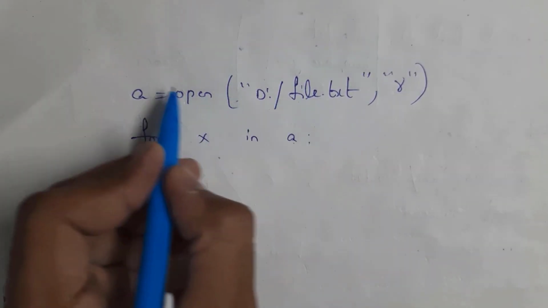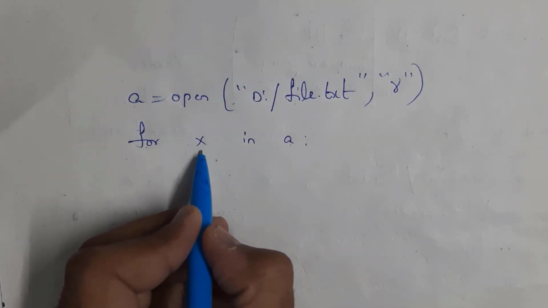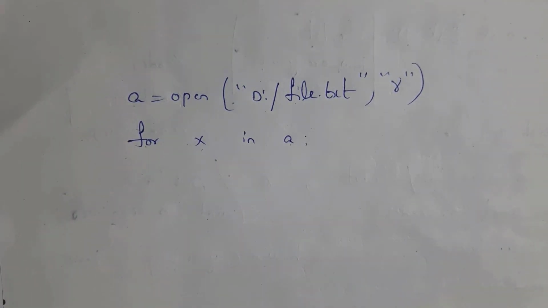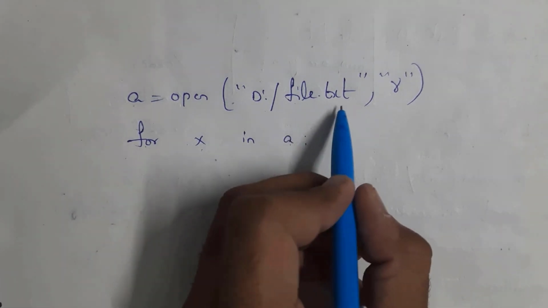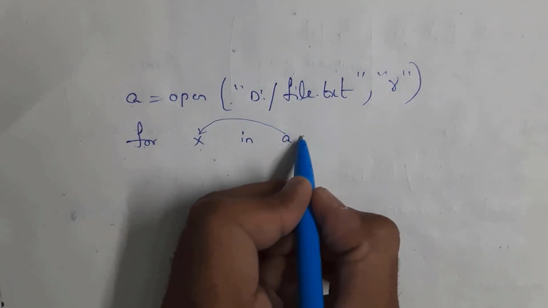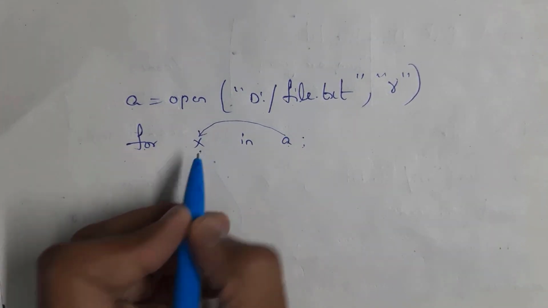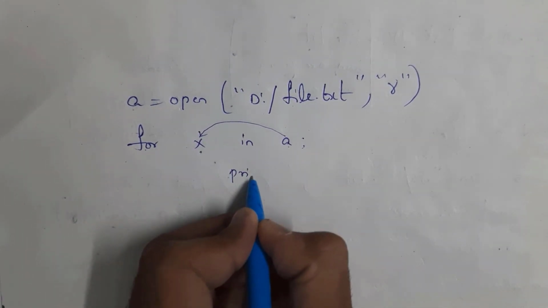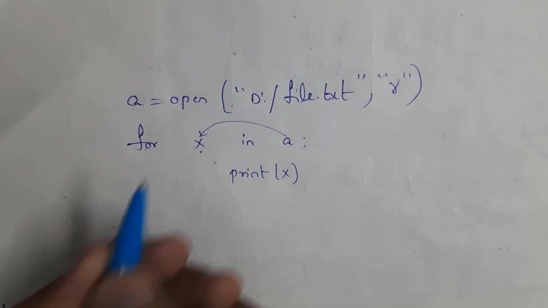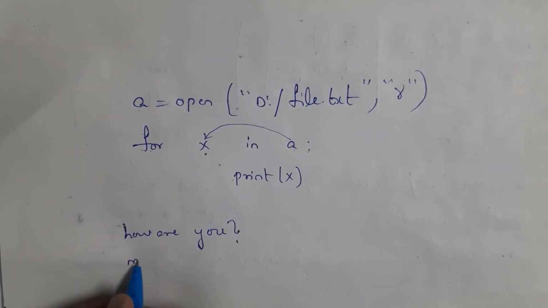My text file is present in object a. So I have written here for x in a, where x is the variable name. Whatever data is present in my file, file.txt, all this data is transferred to variable x. Now this variable x contains "how are you" and "my name is Sai". And whenever you write here print x, it will print the output. So I'll get the output "how are you", and in the next line it will print "my name is Sai".